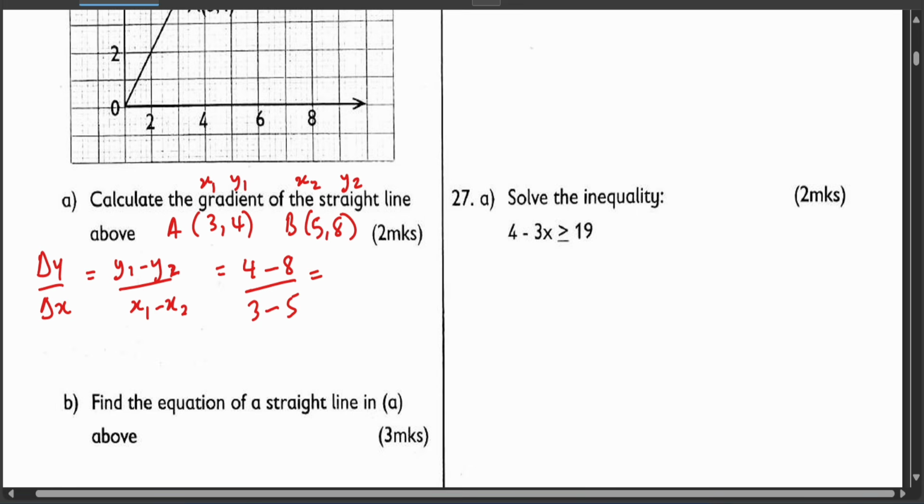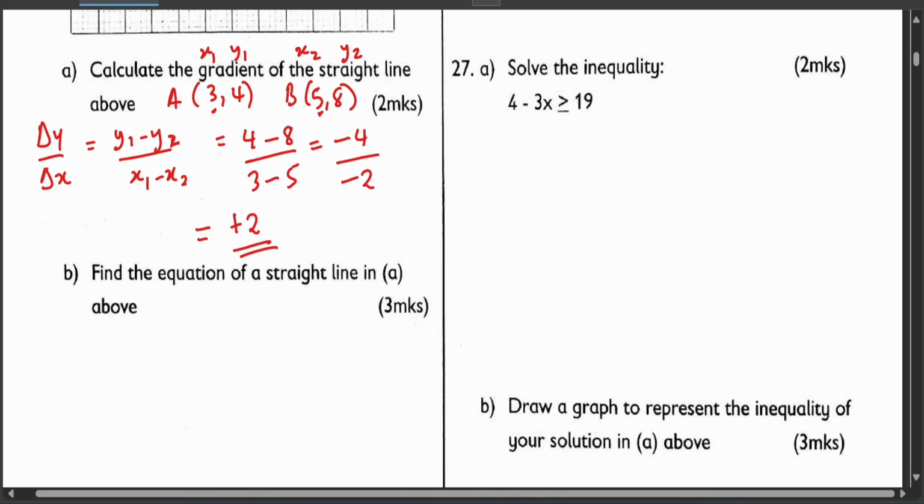So x1 minus x2 is 3 minus 5, and 4 minus 8 gives you negative 4. 3 minus 5 gives you negative 2. So negative 4 divided by negative 2 is positive 2. Negative divided by negative gives you positive, and 4 divided by 2 gives you 2.